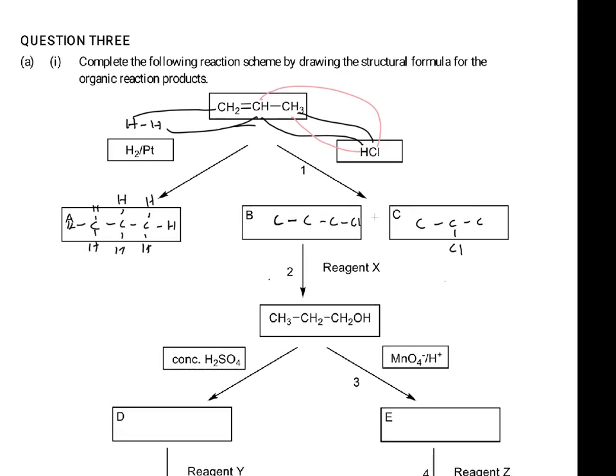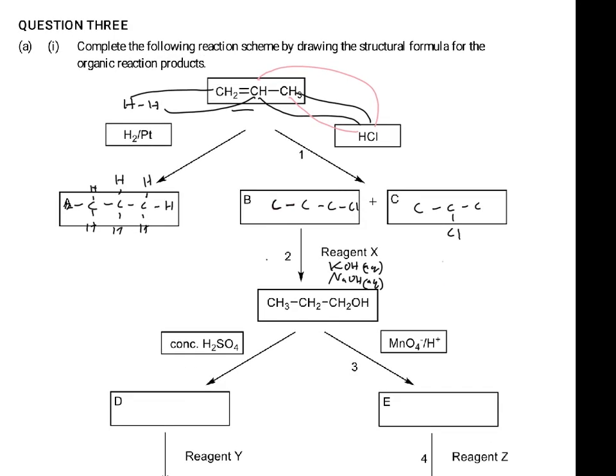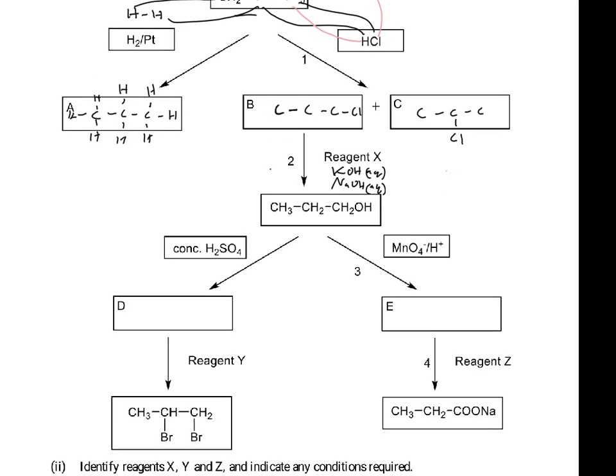Alright, reagent X. So to go from a haloalkane to an alcohol, you need to add either potassium hydroxide aqueous or sodium hydroxide aqueous. Basically a base, but you need to specify that it's aqueous. Okay, the reason why is if you use concentrated or alcoholic, it would actually undergo an elimination reaction, and you'd turn the haloalkane into an alkene.